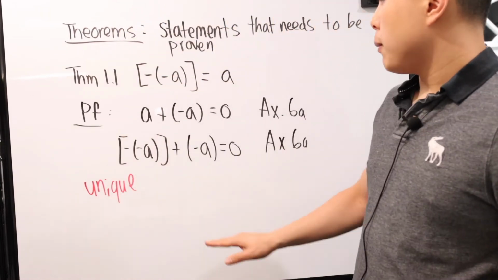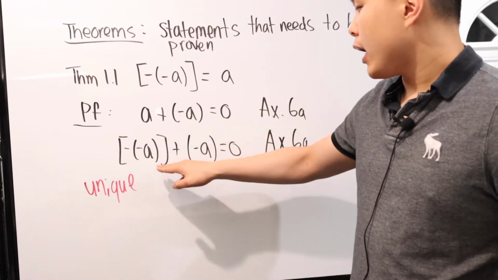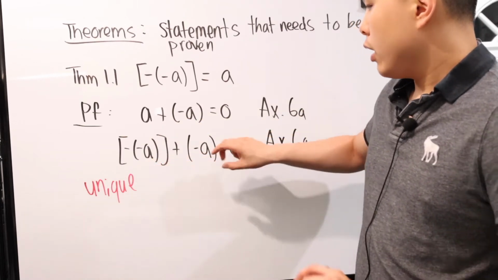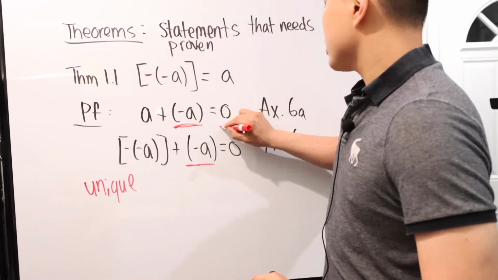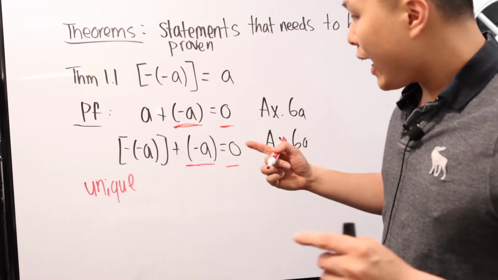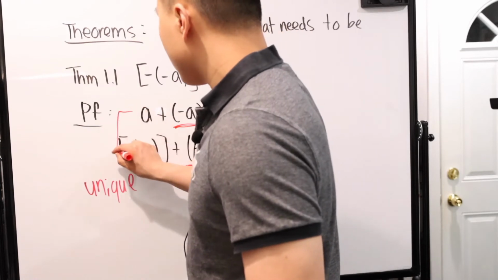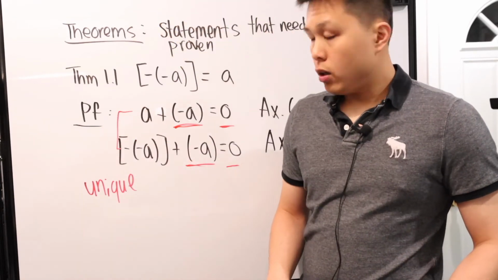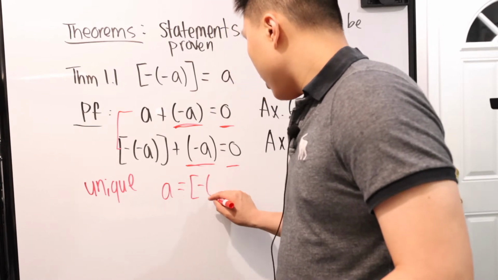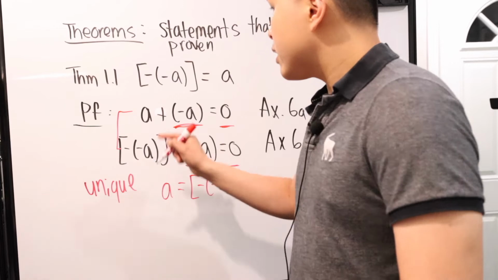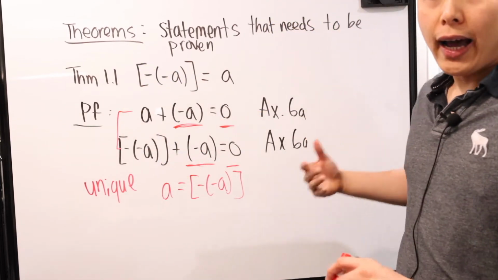So that if, for example, in this case, a plus negative a equals 0 and the negative of negative a plus negative a equals 0, these guys are the same. That's cool. The end result, of course, is the same. So, by axiom 6a, just the fact that it has to be unique, that means these two must be the same as well. So, that means a must equal the negative of negative a. And just like that, this theorem 1.1 is proven based on axioms only.